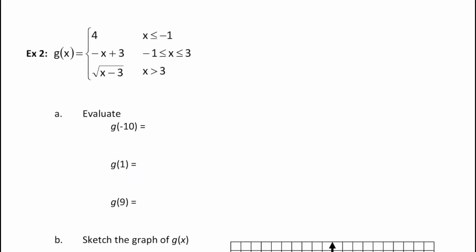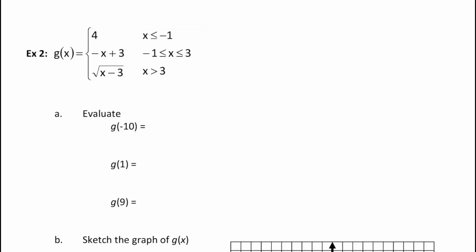Example 2, g of x equals 4 when x is less than or equal to -1, negative x plus 3 when -1 is less than or equal to x is less than or equal to 3, and square root x minus 3 when x is greater than 3. What we're going to do here first, we're going to do the algebraic evaluation first, and then we'll make a sketch. G of -10. So remember what we have to do. We're not going to plug it into all 3. We're not just going to pick which one we like better. It depends on where this is among these intervals.